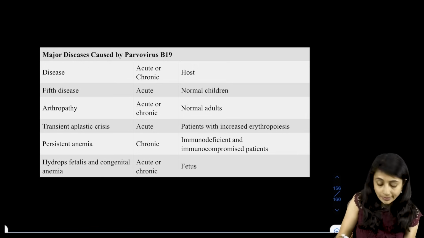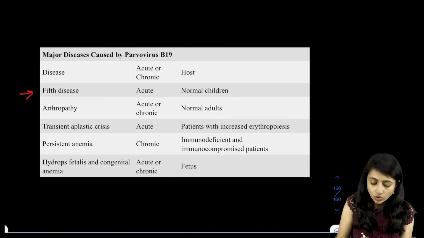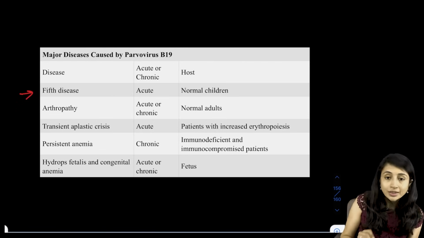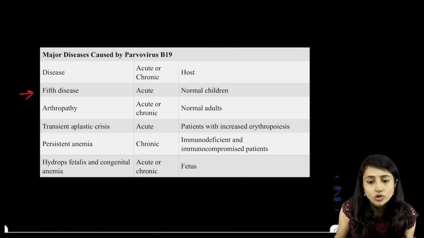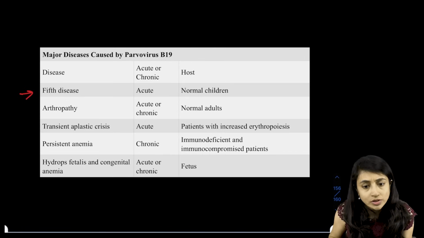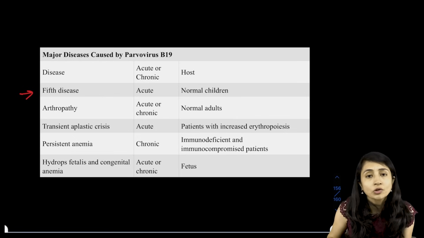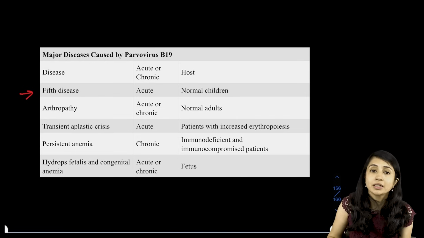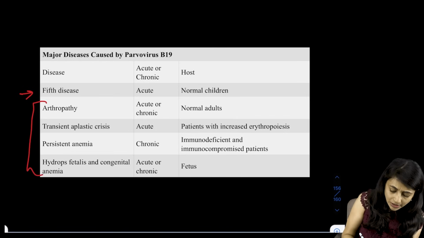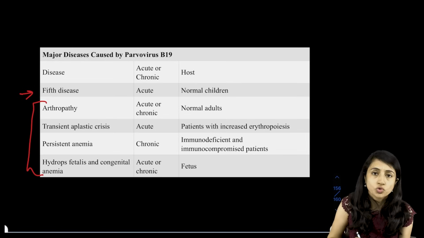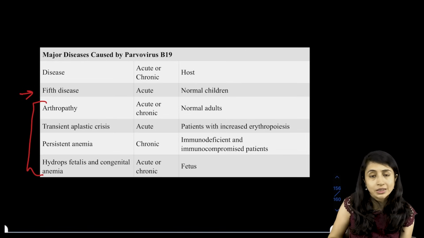So we know that slap cheek appearance is seen with fifth disease or erythema infectiosum. That's one thing that we all know. But parvovirus B19 can also cause arthropathy. It can cause aplastic crisis. It can cause persistent anemia. It can also cause hydrops fetalis and congenital anemia. So all these diseases are also associated with parvovirus B19.